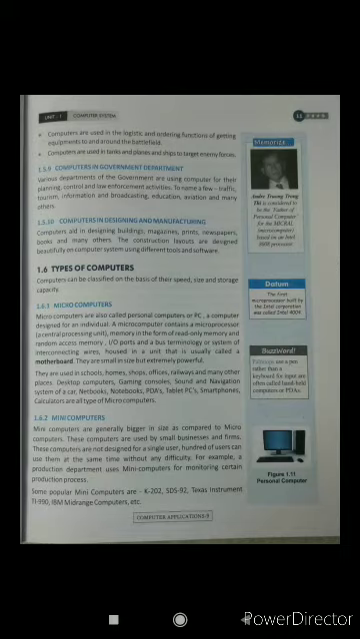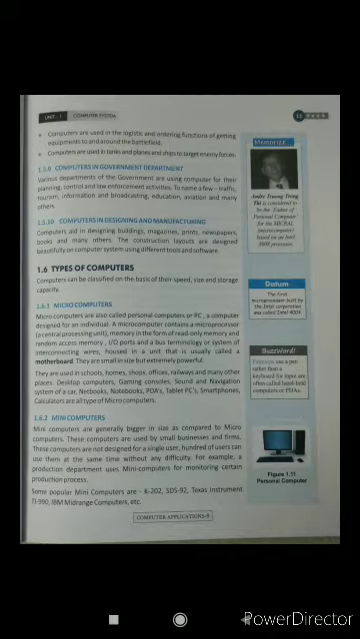They are small in size but extremely powerful. They are used in schools, homes, shops, and offices. So these are the places where microcomputers or PCs are used. The second one is minicomputers.